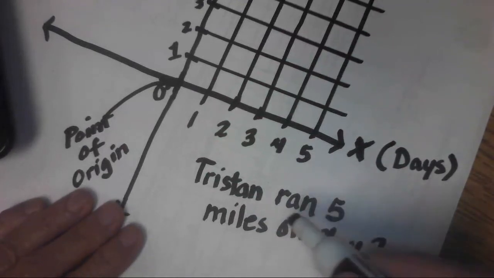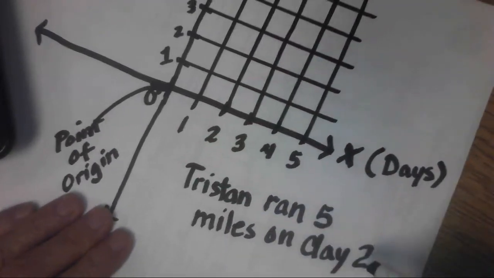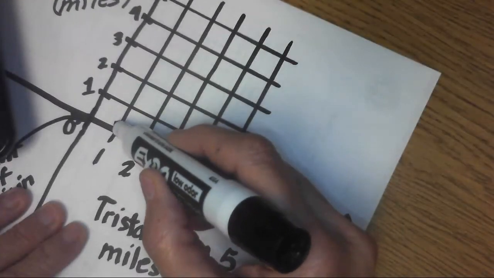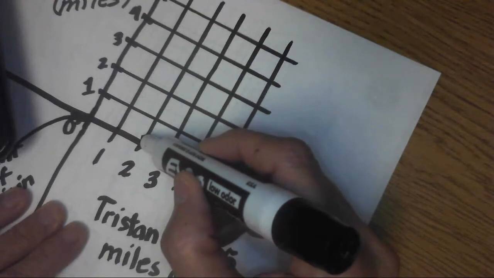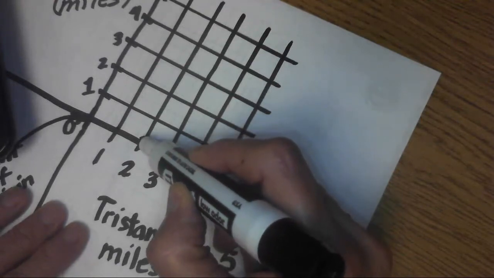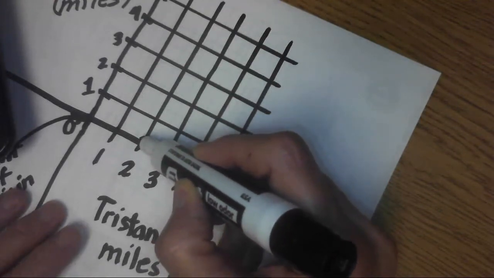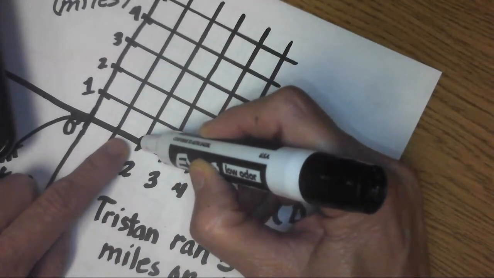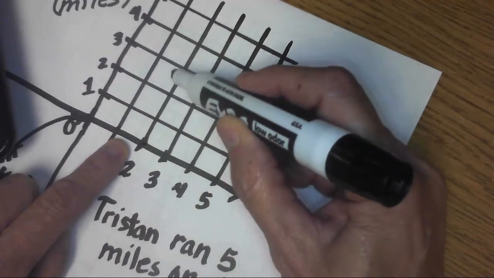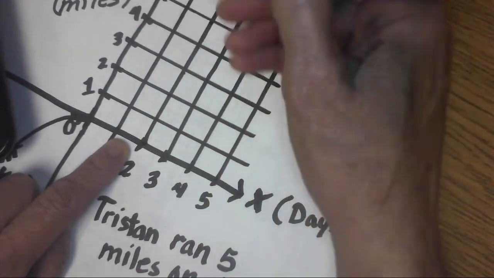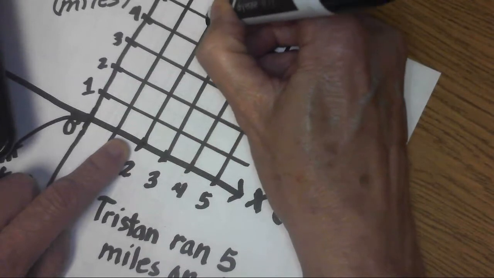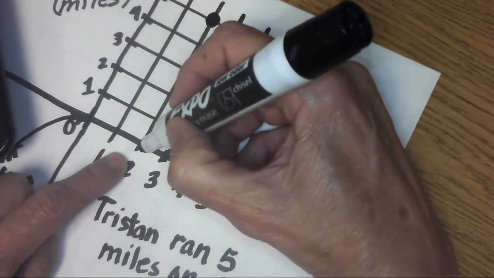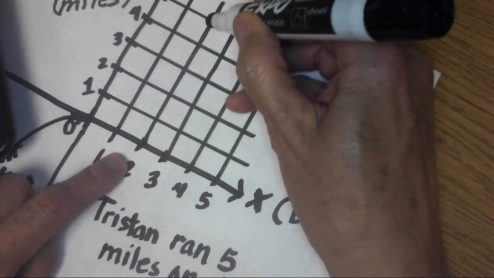It says Tristan ran 5 miles on day 2. So first of all, we're going to look at our days. I can see day 1 right here, and here's day 2. So I found day 2. Now I'm going to find how many miles he ran. It says he ran 5 miles, so I'm going to count up: 1, 2, 3, 4, 5, and there is where I will put my point. That shows that on day 2 he ran 5 miles.